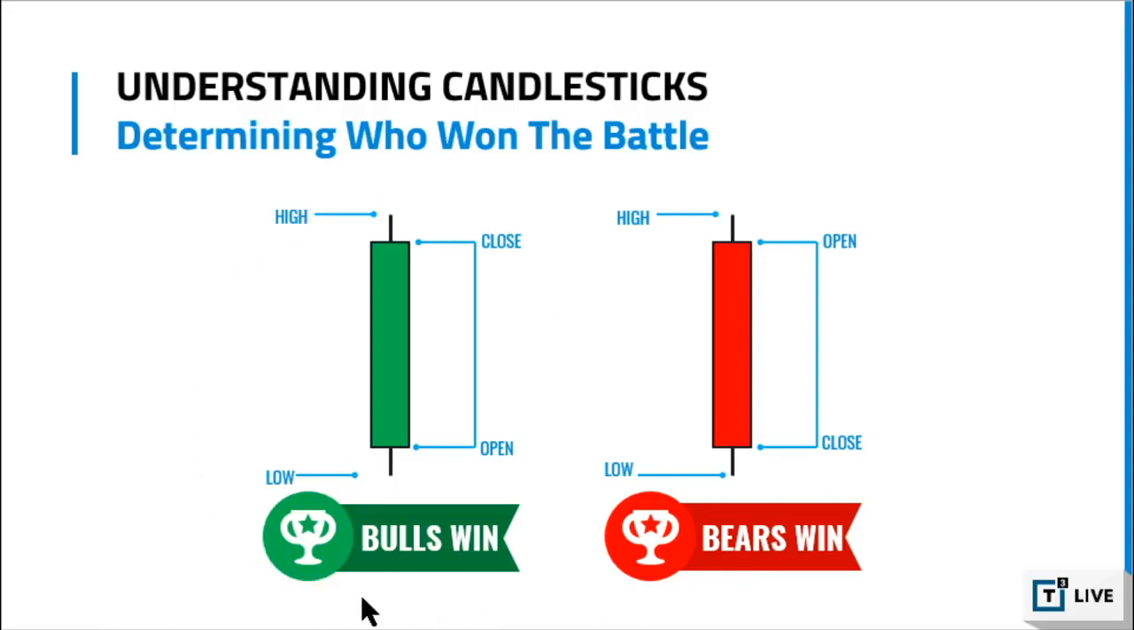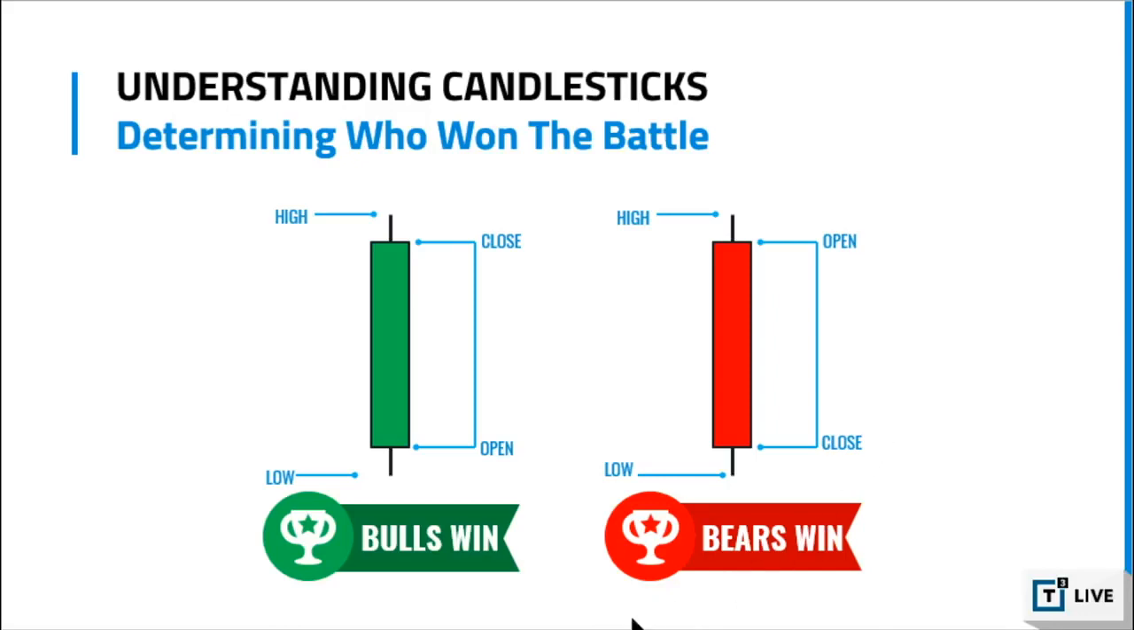All right. If the stock closes above where it opened, it is said that the bulls won that battle. It's always a battle between the buyers and the sellers. If the stock closes below where it opened, it means that the sellers must have won that battle. Otherwise, price would not have dropped.